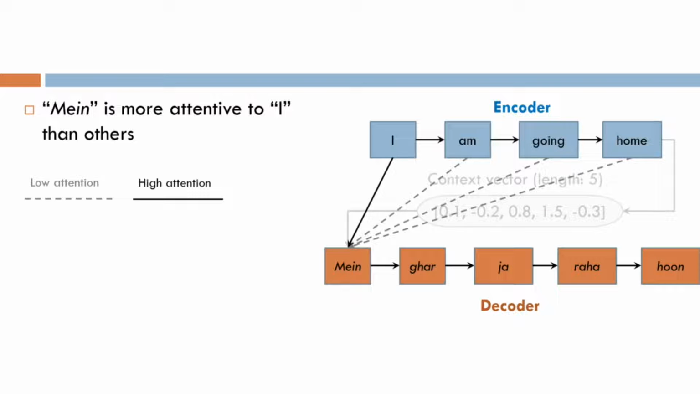For example, if I am translating "I am going home" to "मैं घर जा रहा हूँ." So मैं, we know, is directly related to the word "I." So it is more attentive to "I." So if you are trying to come up with some sort of attention mechanism, at this time step when मैं is being produced, it allows the model to give more importance to certain words in the input than others. Such an attention mechanism should provide higher attention to the word "I," which is represented by a solid line, than lower attention to the others.